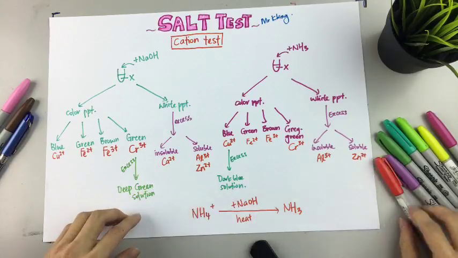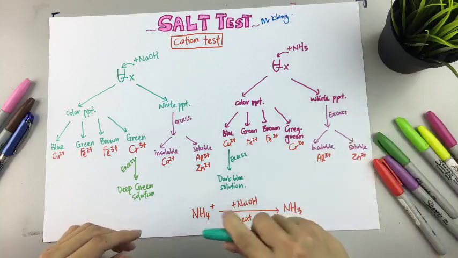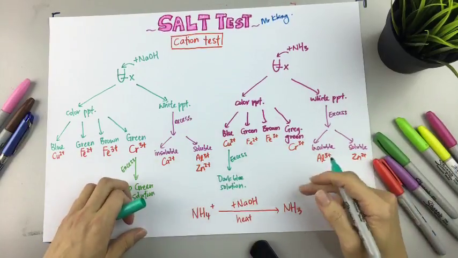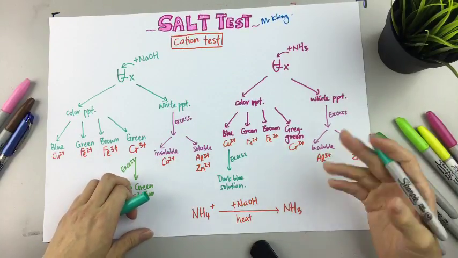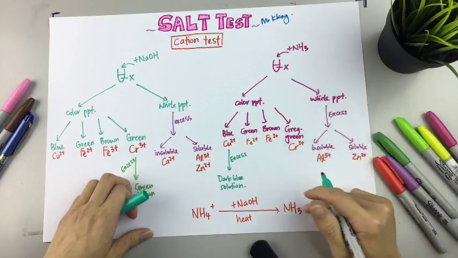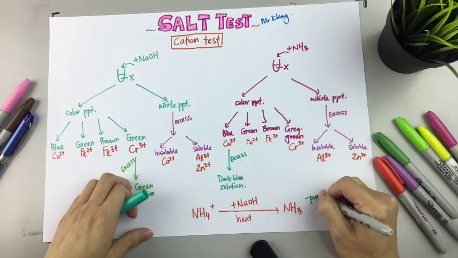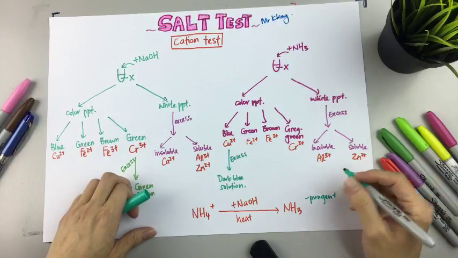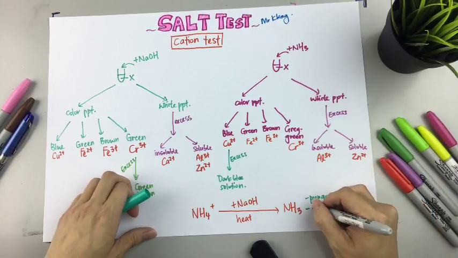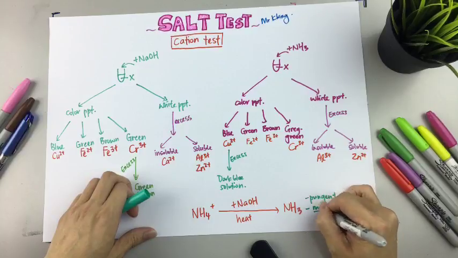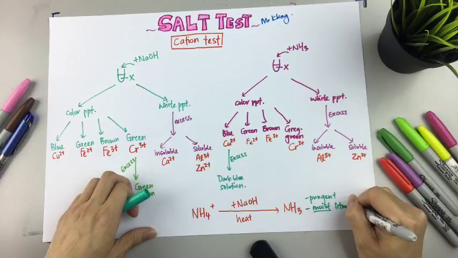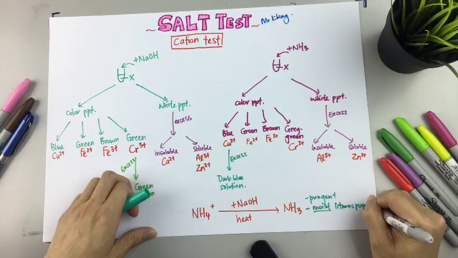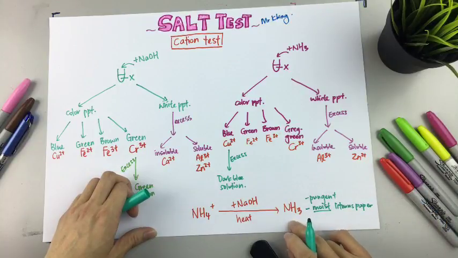So what is the observation for ammonia gas? Popular in exam. For ammonia gas, it has a pungent smell. We test ammonia gas using moist litmus paper. For information, ammonia gas is weak alkaline.